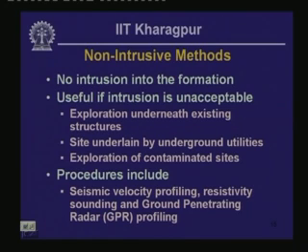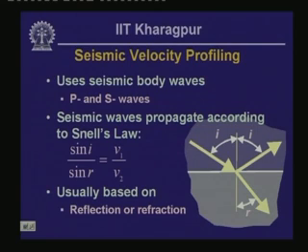So these procedures include seismic velocity profiling, resistivity sounding, and ground penetrating radar profiling. We look now at the details of these. Seismic velocity profiling uses seismic body waves, and the body waves are P waves or S waves. P waves are similar to sound waves in a sense. In this case, the particle motion is in the same direction as the propagation direction. For S waves, on the other hand, the particle motion is in a plane, in a direction transverse to the direction of propagation.